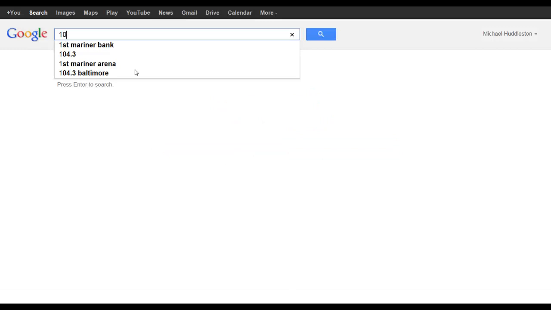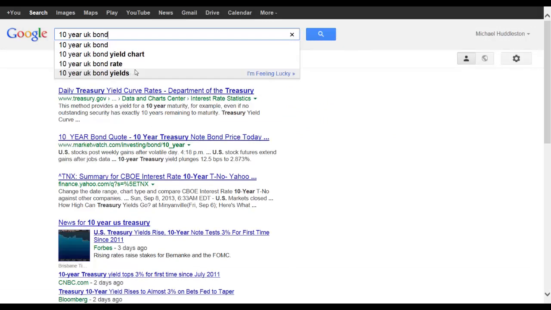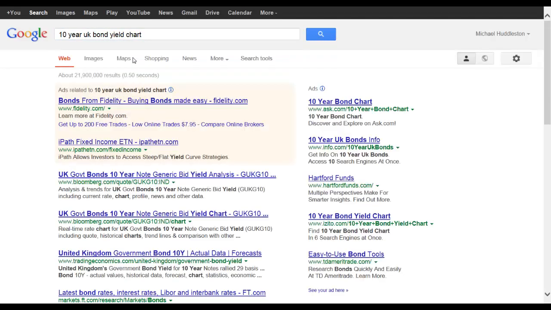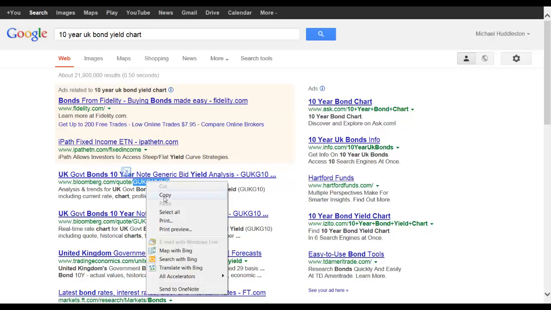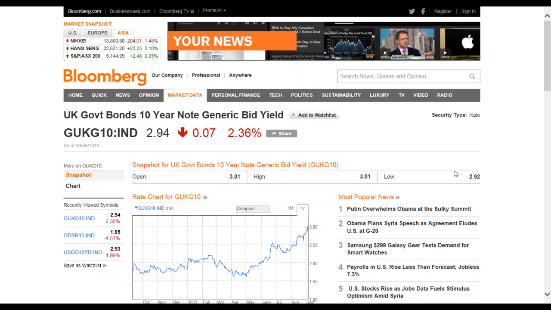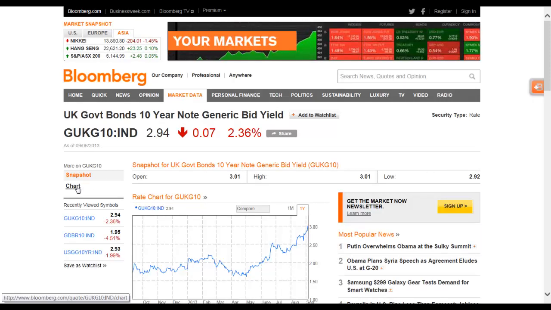and we do a 10-year UK bond yield chart, you're going to be looking for, again, the Bloomberg, and it'll say government bond 10-year note generic, the GUK GU10 IND. Okay, I'm just going to copy it from here, and then actually open the chart up so you can see it. So now it's in my clipboard. I can just drop it in on my first chart for comparison reasons.